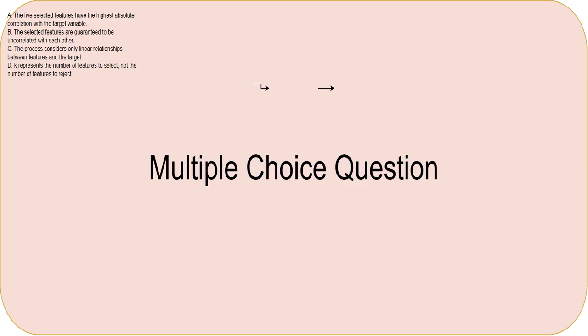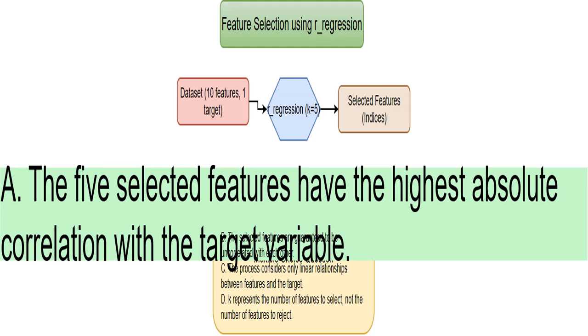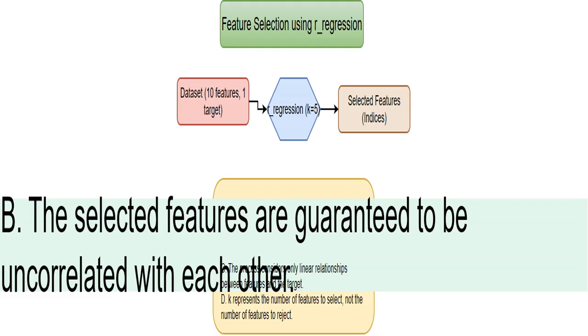This is a multiple-choice question testing my understanding of how r_regression works and what it does. Let's see if I know my stuff. The 5 features it chose have the strongest relationship, correlation, with what I'm trying to predict. R_regression doesn't check if the selected features are related to each other. They might be, or they might not. It only looks at each feature individually.